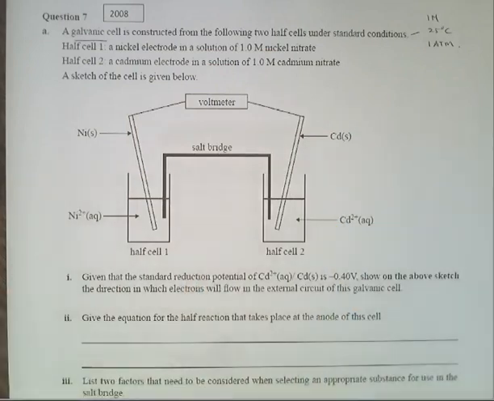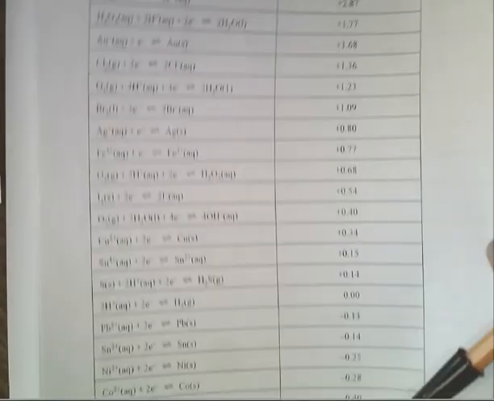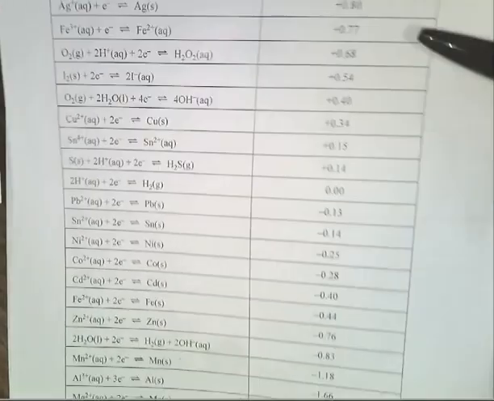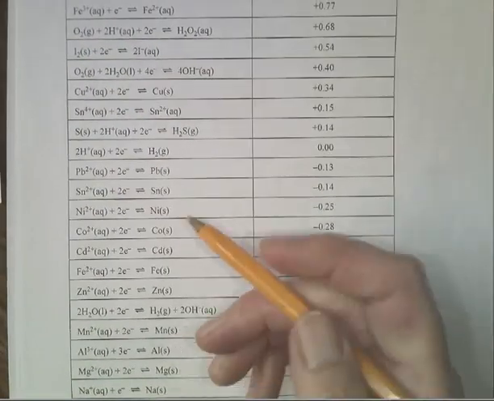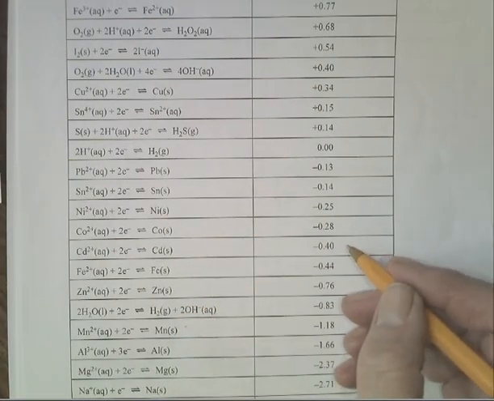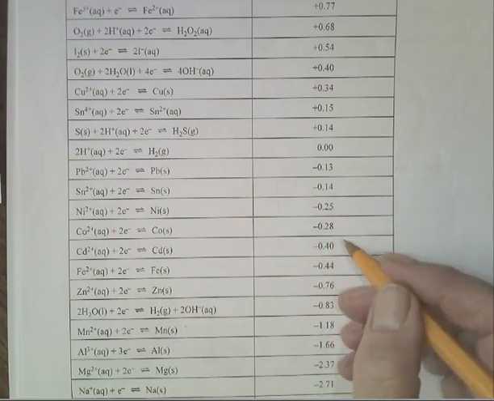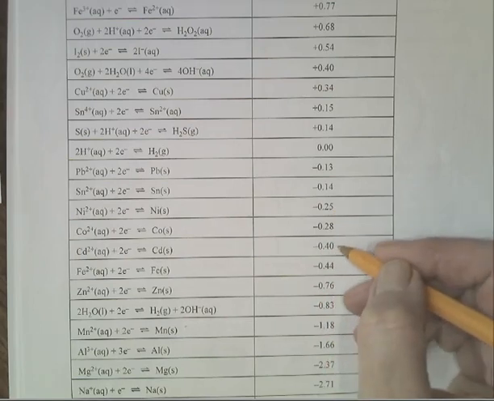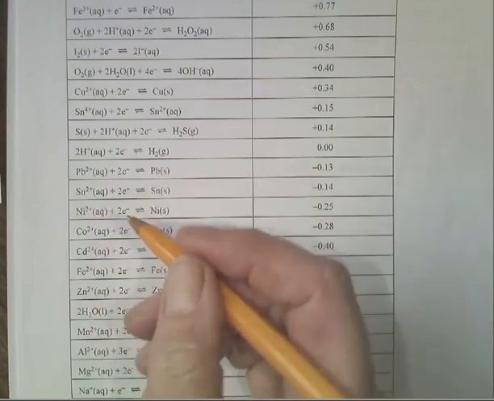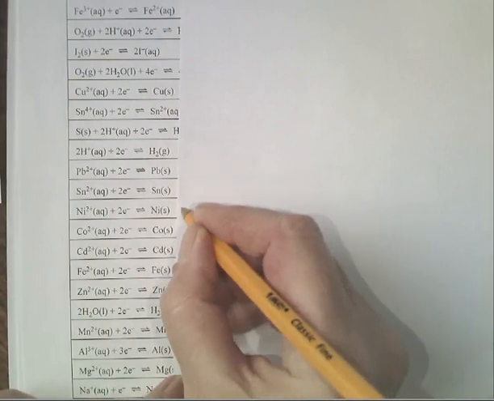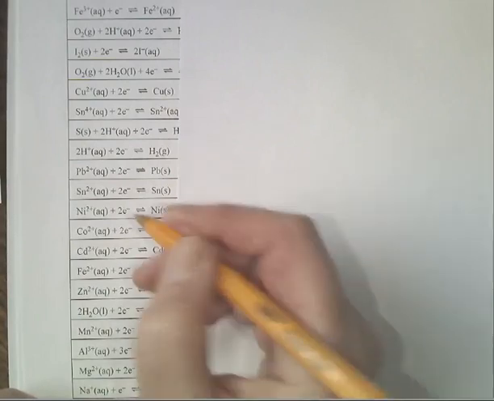So we need to look up our electrochemical series. So we've got nickel and cadmium. Can you see this here? So 0.4. Sometimes they'll give you something like that and it won't be on here, so you'd have to put it between the ones that are here. But the cadmium is here and the nickel is here.